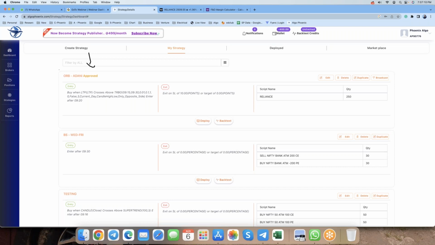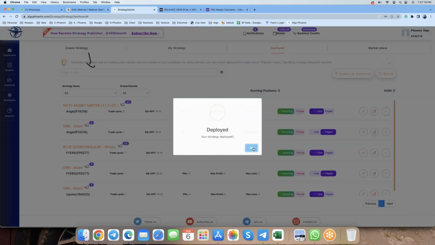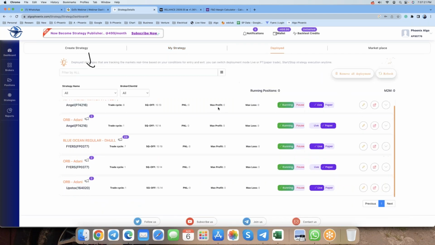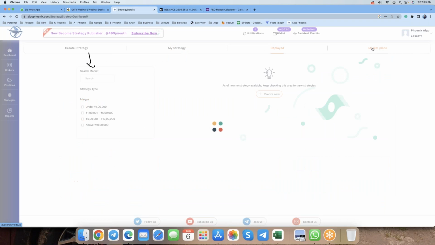Okay, now I just need to go and deploy, and on all three brokers I want live and paper trade, and I deploy one more strategy in all three. So I have deployed 3 plus 3, 6 strategies for tomorrow's trading. Okay, now that is how you should deploy.